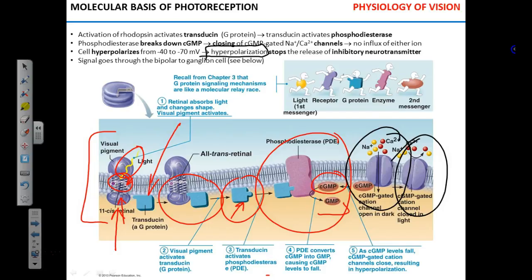Photoreceptor cells constantly produce neurotransmitters. Let it sink in. They constantly release neurotransmitters. When they become hyperpolarized, what happens to the neurotransmitter release? It stops. Okay? Does that make sense?